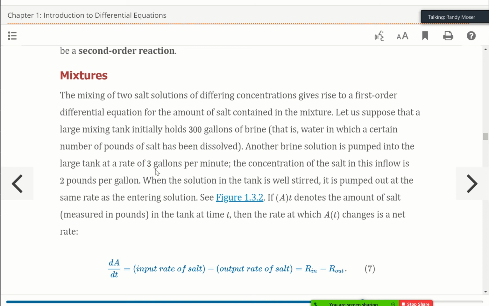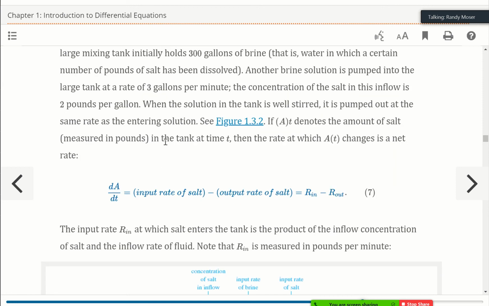For example, let's suppose that we have a large tank that initially contains 300 gallons of brine. That's just a saltwater solution. So we have water with a certain amount of salt that's dissolved in it. And let's suppose that we're going to pump another brine solution into the large tank at a rate of 3 gallons per minute. The concentration of the salt in this inflow is about 2 pounds per gallon. And then when the salt in the tank is mixed and stirred well, it is going to be pumped out at the same rate as when it enters the solution.